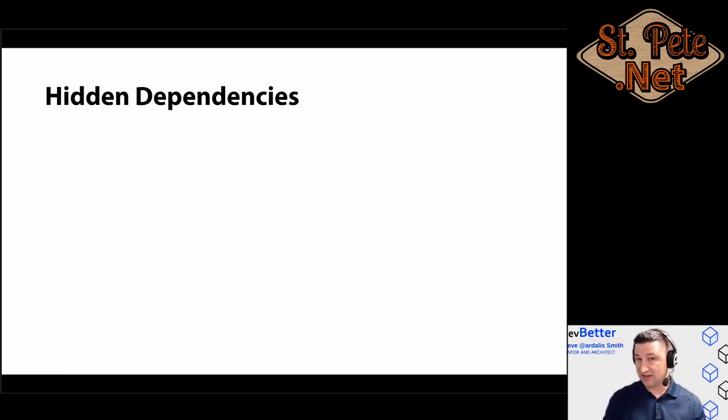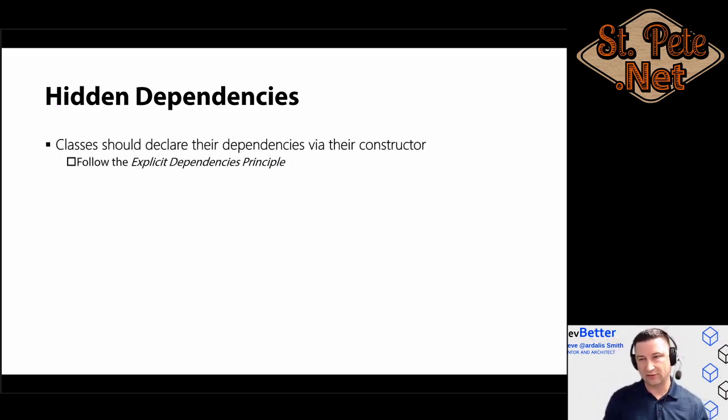And what you want to do instead of having those hidden dependencies is follow something I call the explicit dependencies principle. And the explicit dependencies principle basically says that your classes need to declare their dependencies in their constructor. If you have dependencies that are going to keep you from doing your job at runtime, if they're not provided, then you need to ask for those through your constructor.